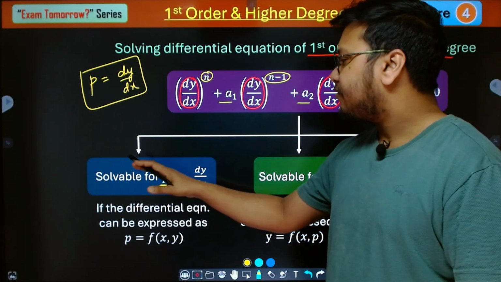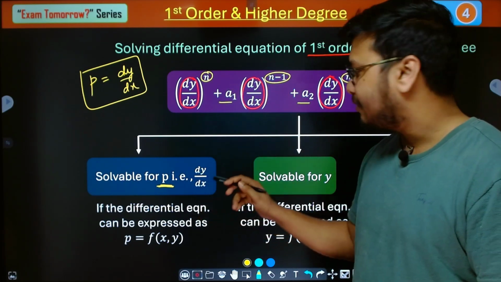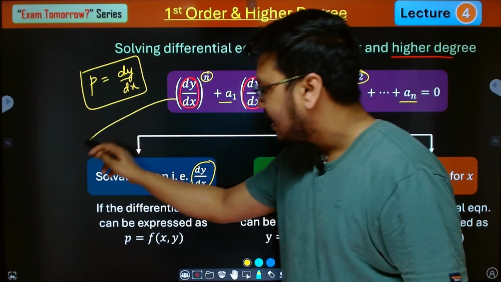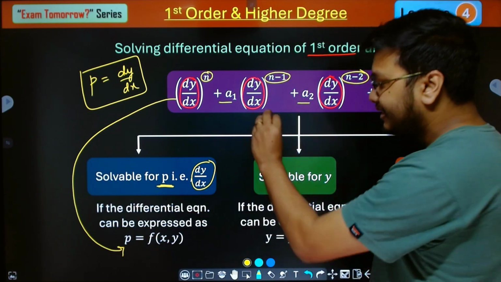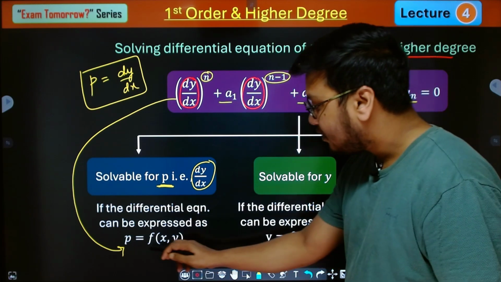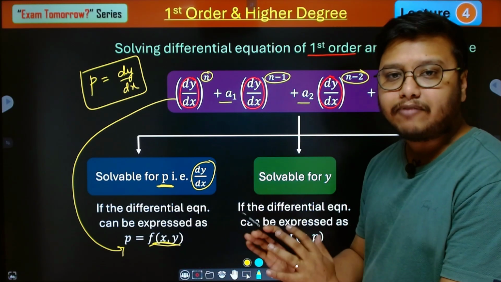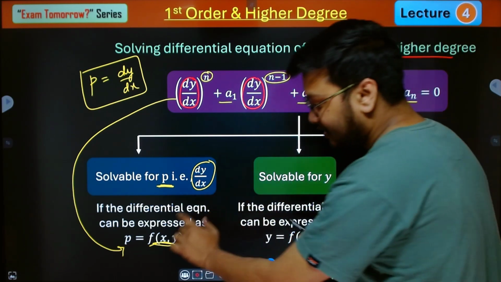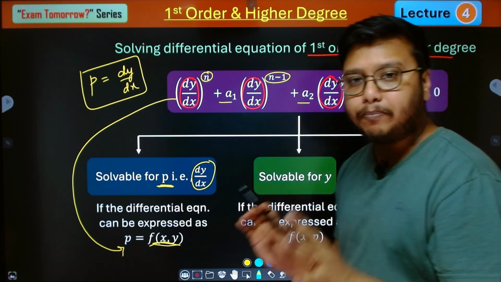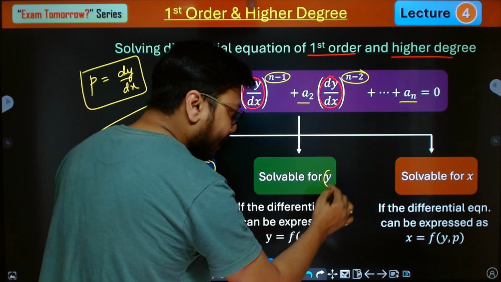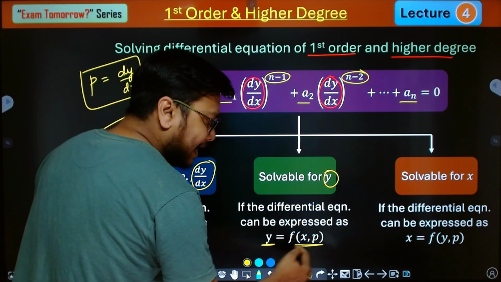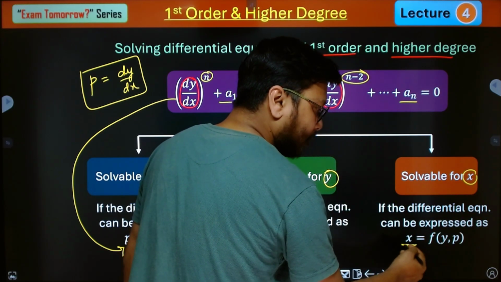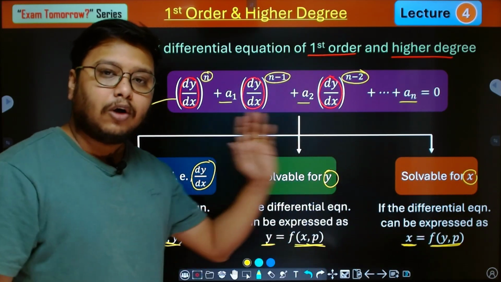Either the differential equation is going to be solvable for P, that means solvable for the derivative dy dx. This means that the differential equation can be expressed in a format where dy dx is separated on one side and on the other side we have only some function of x and y remaining. No derivative will be there on the right side. If we can arrange the equation in this format, we say it is solvable for P. Similarly, it will be solvable for Y if we can keep Y on one side and X and P on the other side. In the same way it will be solvable for X if X can be kept on one side and some function of Y and P on the other side.